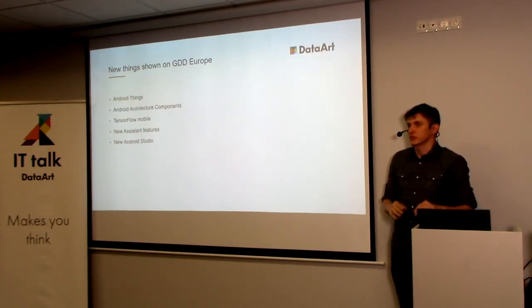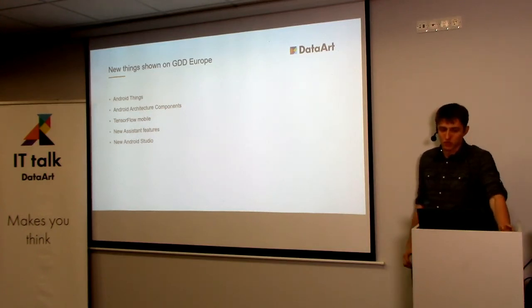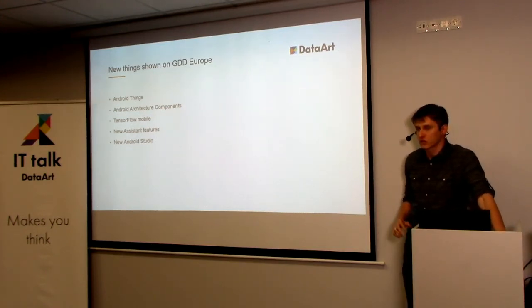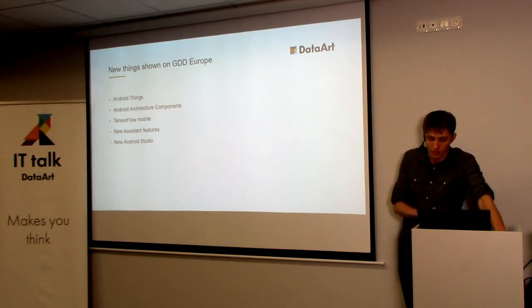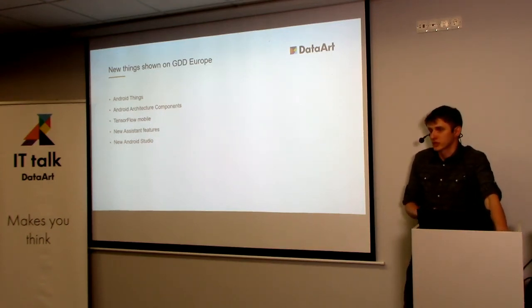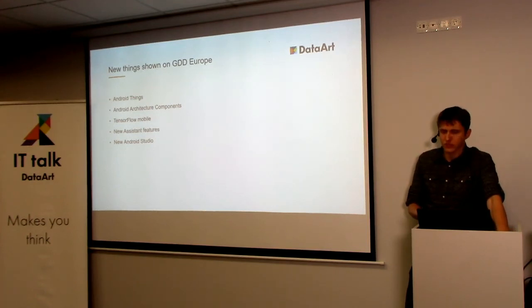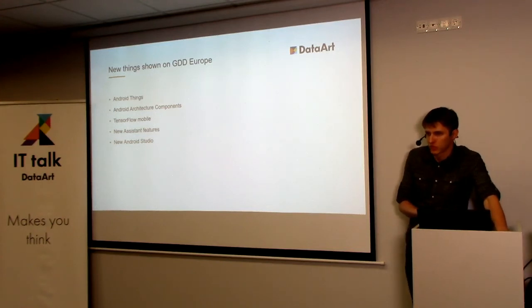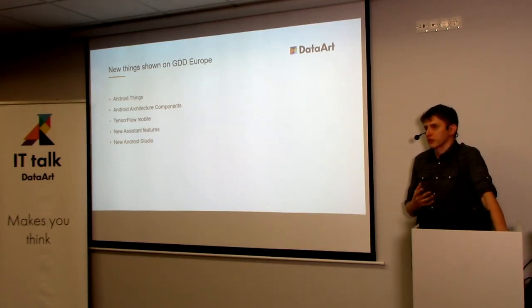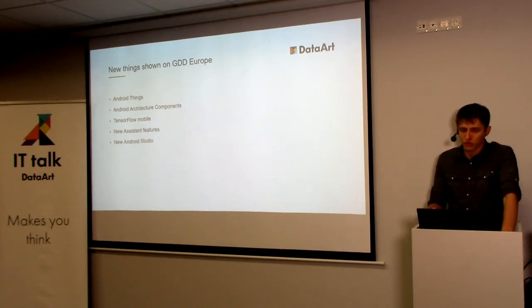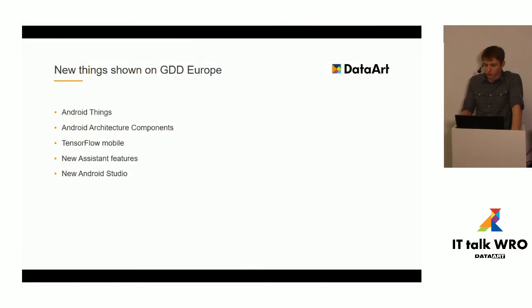Firstly, I want to tell you some things that were on the GDD conference that were quite interesting, and if you want, you can ask me about them after the slides. First of all, it's Android Things. Previously it was called Brillo. It's an Android-based embedded operating system for embedded things. If you want to build something like Internet of Things, or a smart home or something like that, you can use this toolkit. It's based on Android Studio, so you can run this thing on Android Studio and build something interesting.